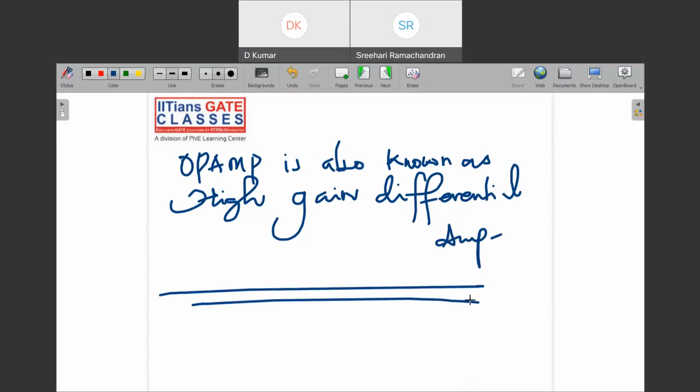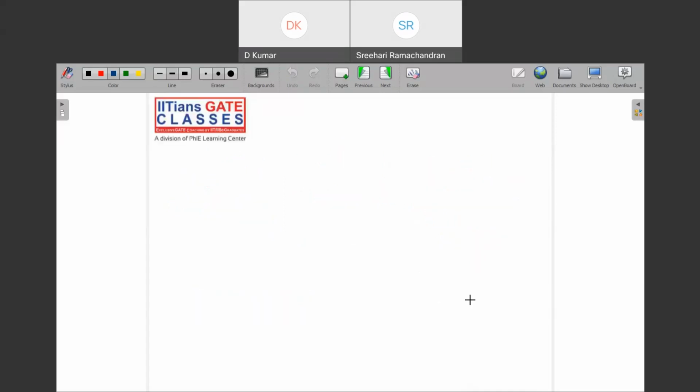This is very, very important. For an ideal op-amp, you have to consider the open loop gain is very high, input resistance is infinite, and output resistance is 0. With the help of these assumptions, we can now take a few examples. Yesterday we took some examples, and again I'm going to take some examples.